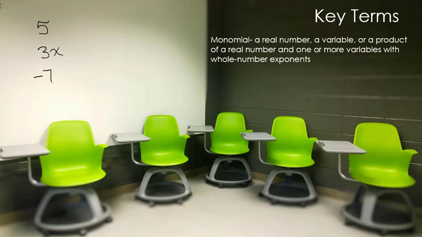You might see negative 7x cubed y. That's a monomial. You could even see 2.3m squared. So even if it's a decimal, still a monomial. And you may even see something like x divided by 3 or x over 3. That's also a monomial. Really, that's like 1/3 times x. That's the product. So a monomial is really just one term.